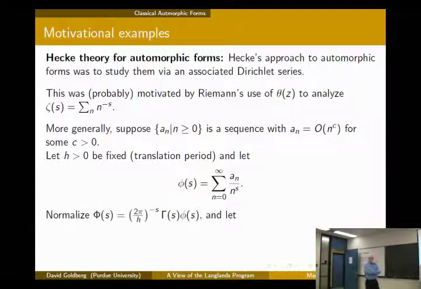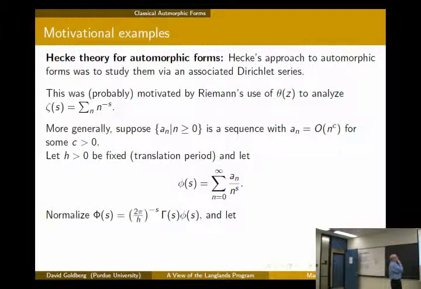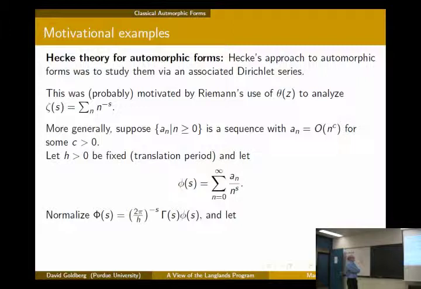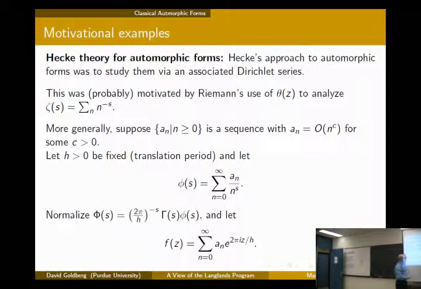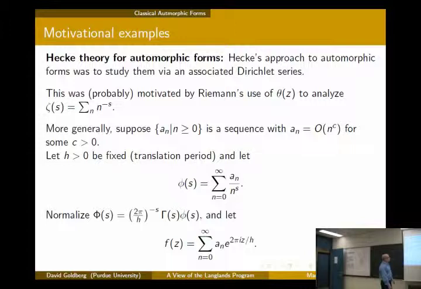Certainly one of the ways the theta function came to be studied intently was that, in being able to analyze the Riemann zeta function and look for its poles, Riemann had employed the Mellin transform, and the Mellin transform involves this theta function. So suppose I have this Dirichlet series, and I have this fixed period, so I want my automorphic form to be periodic, and I want it to transform in some nice way.